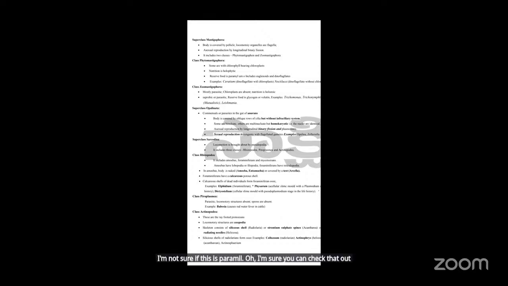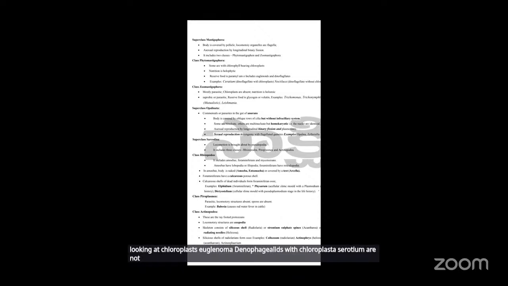Examples of Phytomastigophora are euglenoids and dinoflagellates. Examples are dinoflagellates, Ceratium, which specifically is a dinoflagellate, Noctiluca is a dinoflagellate without chloroplast, and Euglena. Dinoflagellates with chloroplast include Ceratium, and Noctiluca doesn't have chloroplast. Those are dinoflagellates without chloroplast.